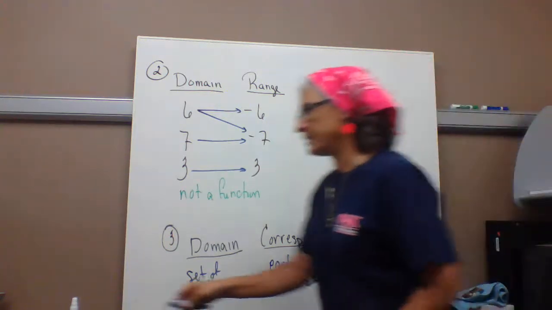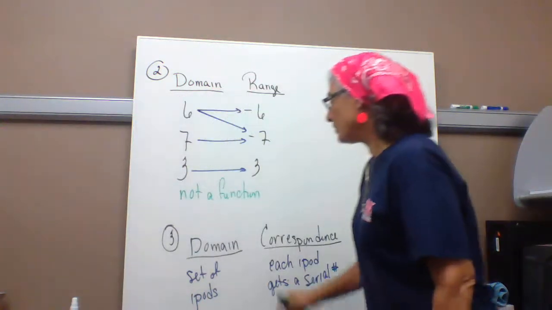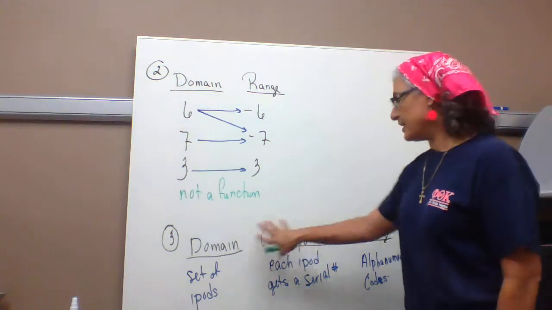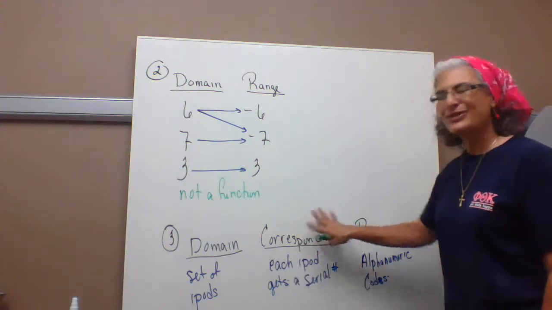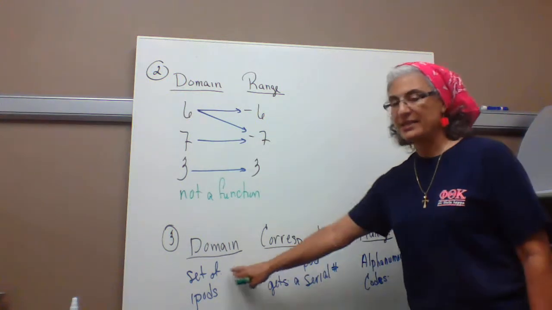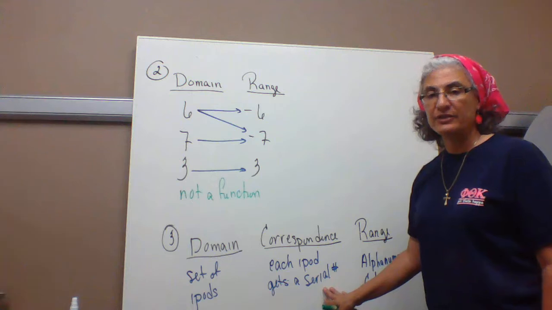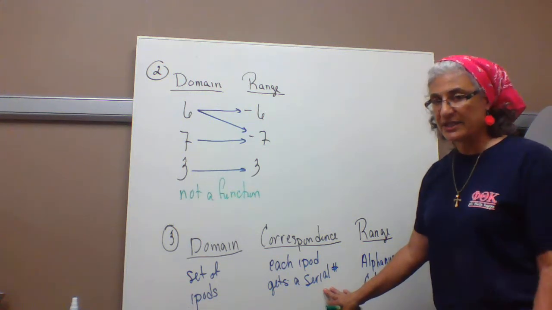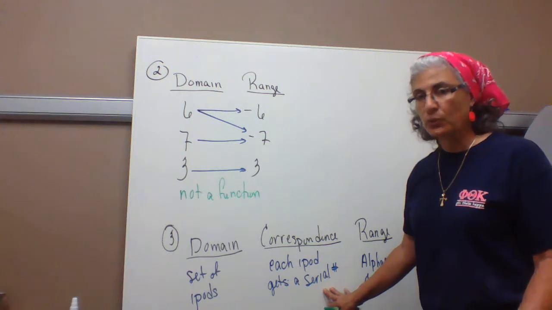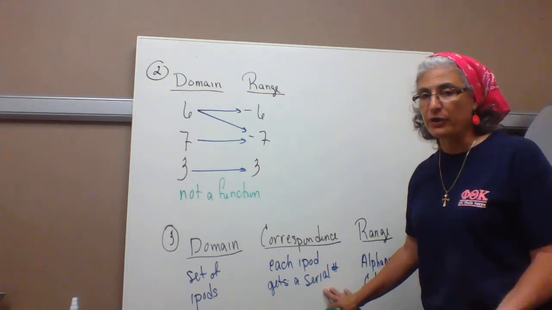Okay, so now let's think about this. We take an iPod from the domain, one iPod. It goes through this correspondence. It goes through this process. That's a better way of saying it. So the process is when I take this iPod, it gets a serial number. So my question to you is this. Will that iPod get more than one serial number? Will it get more than one alphanumeric code?